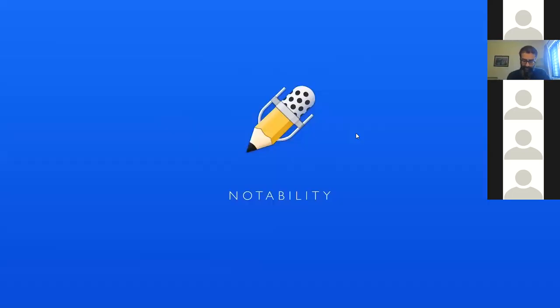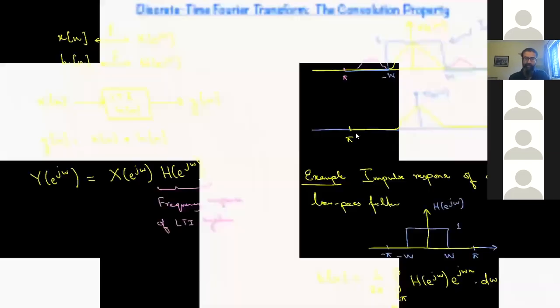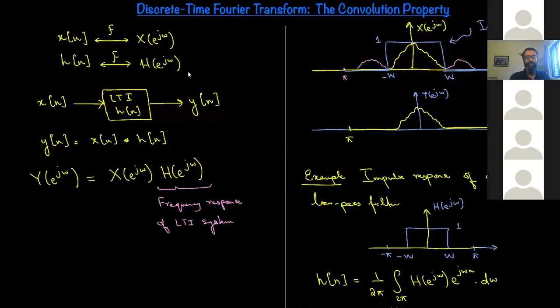And finally, the convolution property. The convolution property is similar to the continuous time case. If I have two time domain signals, x of n and h of n, which have Fourier transforms X of e raised to j omega and H of e raised to j omega, and I convolve those two signals in the time domain, then in the frequency domain their Fourier transforms are multiplied together. That's a theme that we've been coming across over and over again.